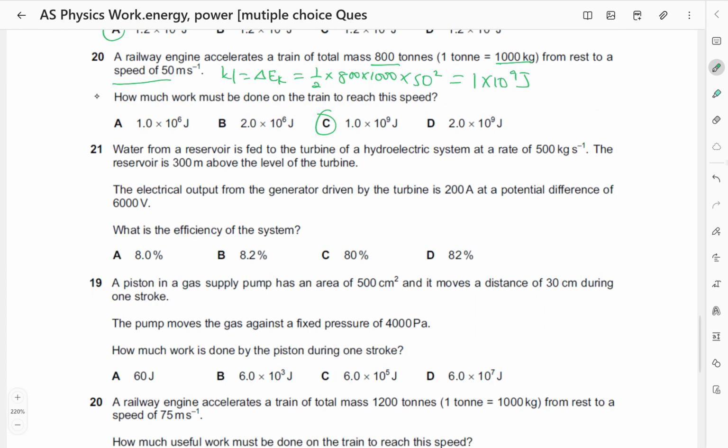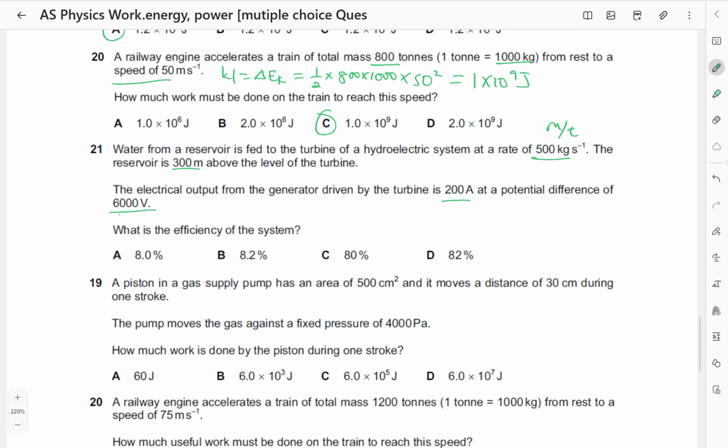Water from a reservoir is fed to the turbine of a hydroelectric system at a rate of 500 kilograms per second. So this is mass over time. The reservoir is 300 meters above the level of the turbine. So this is the height h. The electrical output from the generator driven by the turbine is 200 amperes at a potential difference of 6,000 volts. So it is going to give us the power output. What is the efficiency of the system?